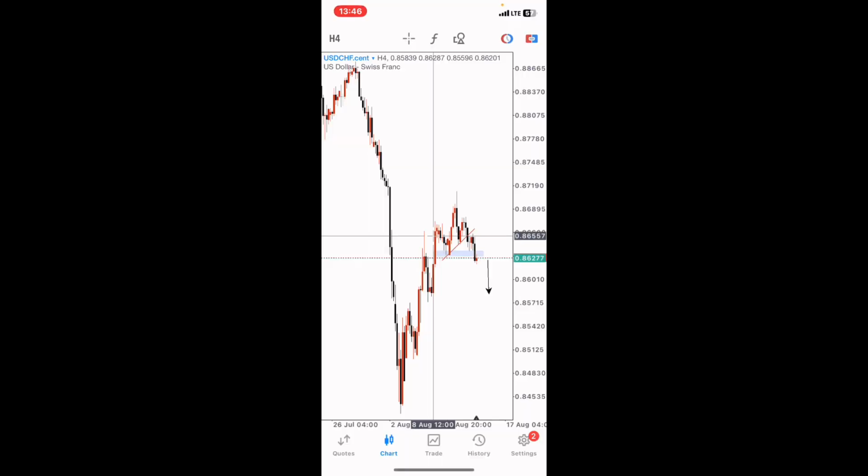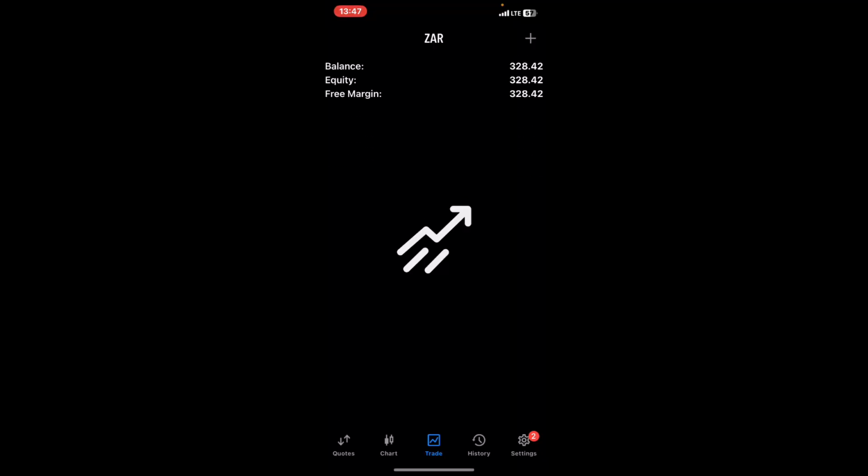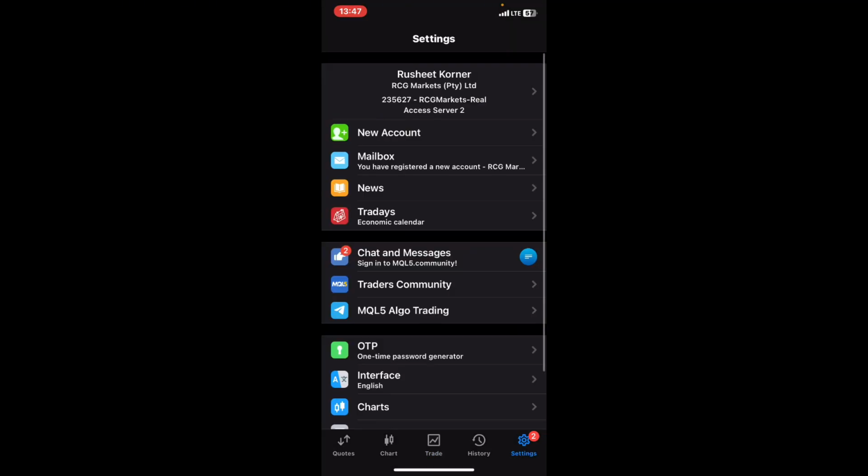Because look, guys, the market has been trending up, right? Trending up, down, up, down, up, down. So here now, it keeps on creating higher highs, guys, and higher lows. So I just think it's gonna buy, guys, because also you can see that now it's playing around that support. So let's leave this account on 328 bucks for today.